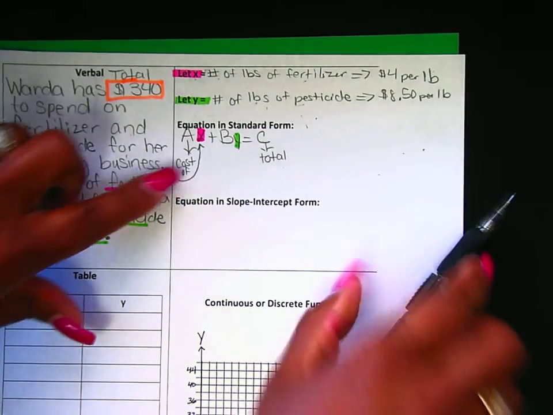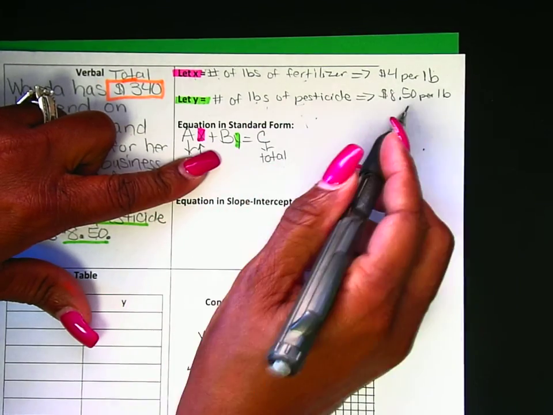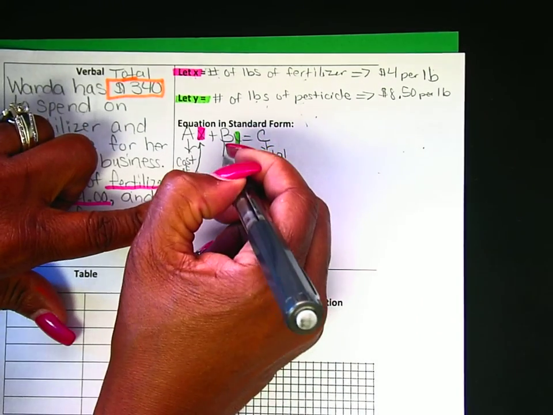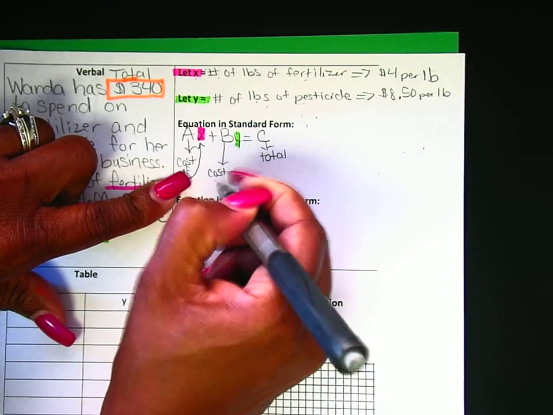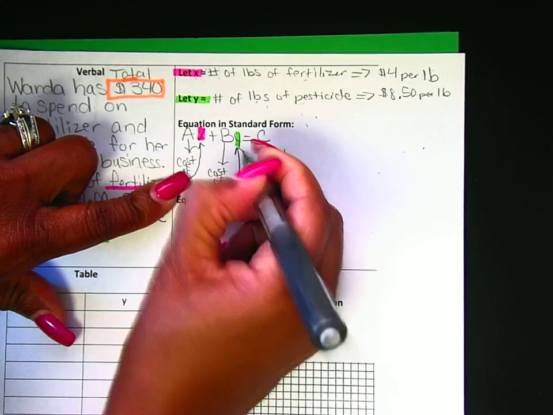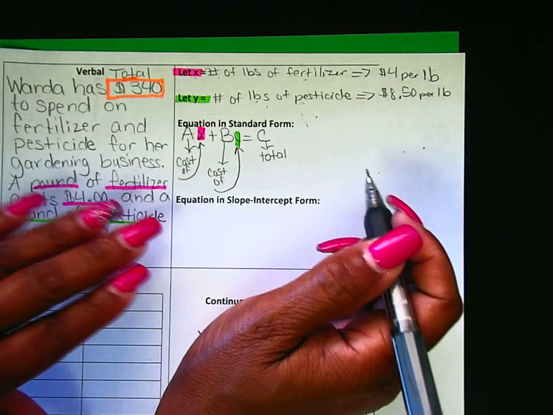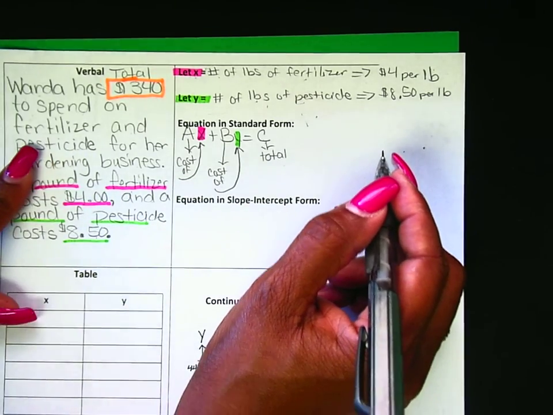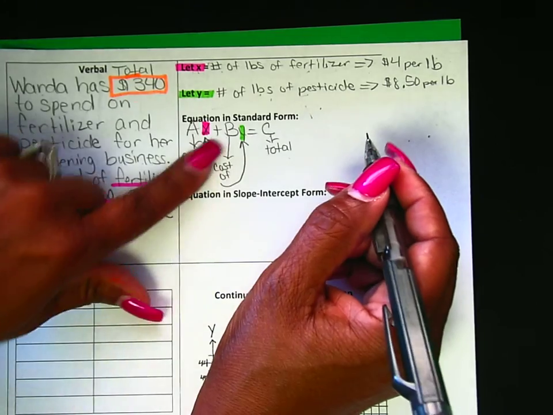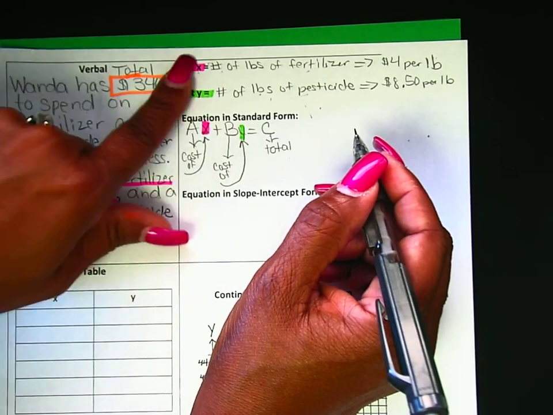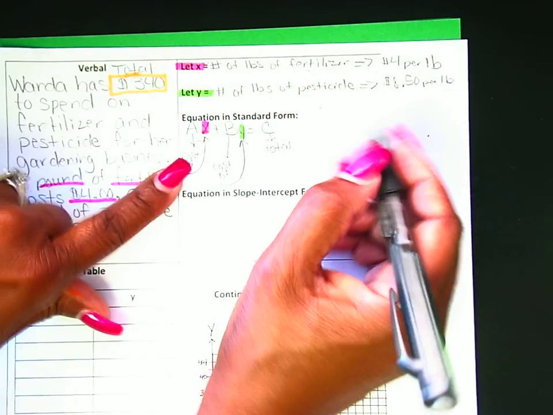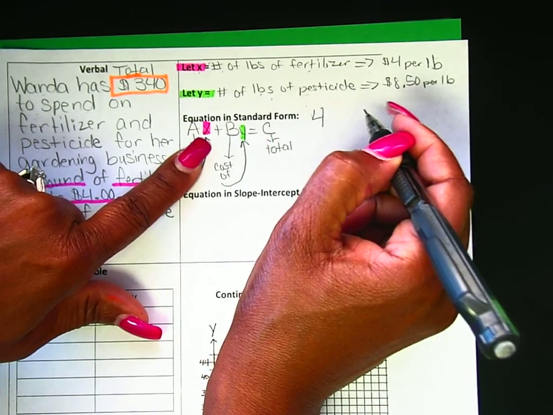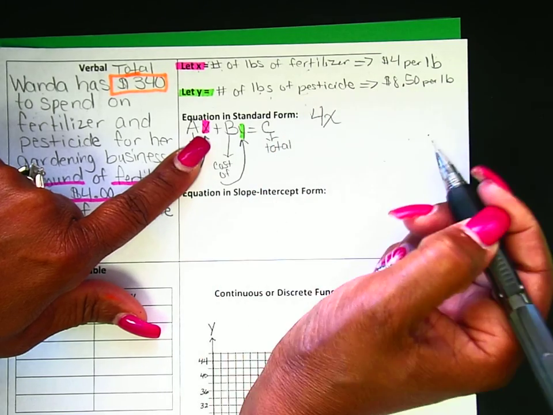Okay, so B is the cost of the pesticides per pound, not the number of. So B is the cost of my Y. Okay, it's how much each costs. And C will be my total. So now I'm gonna write that equation with the information that they gave me. They told me that the cost of X, which is the cost of fertilizer per pound, is $4. So for A, I'm gonna write over here 4. X, I don't know how many pounds, so I'm gonna put X there because it's unknown.